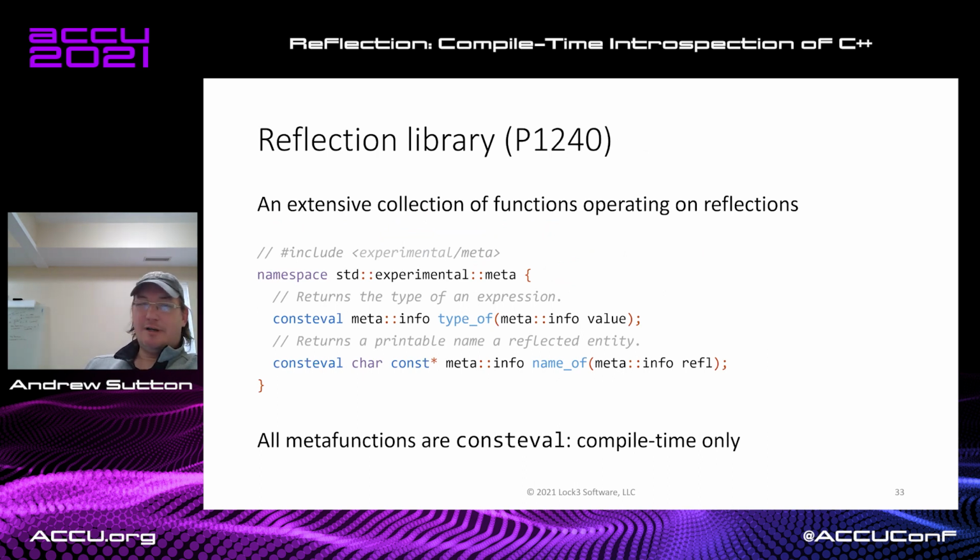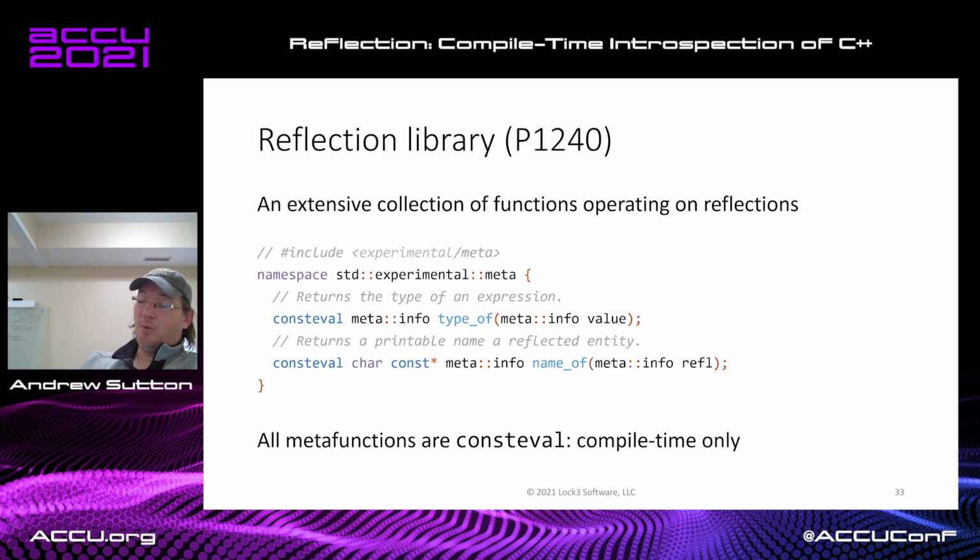The reflection library, the meta library, is an extensive collection of functions. I think we were up to a couple hundred maybe in our last version of the paper. Type of and name of are shown here. Every meta function that we've defined so far is const eval, meaning that it's always executed where it's called, except when it's called inside of another const eval function.